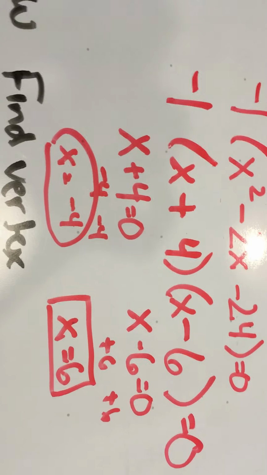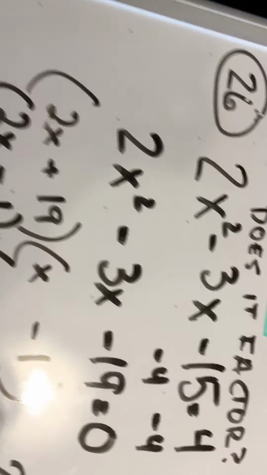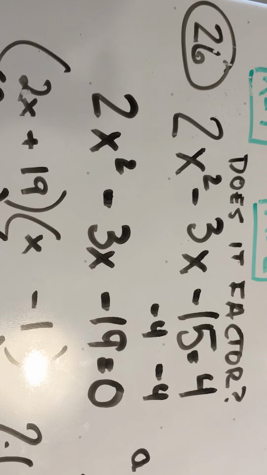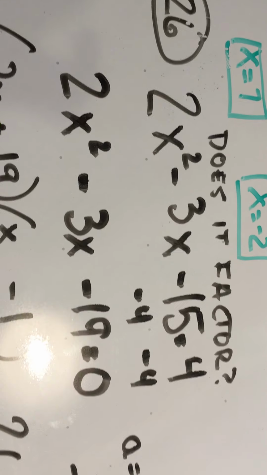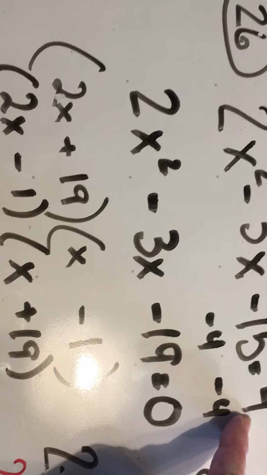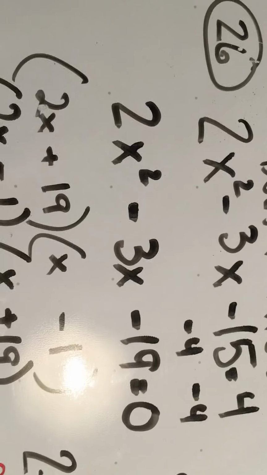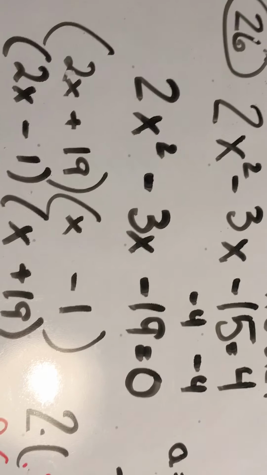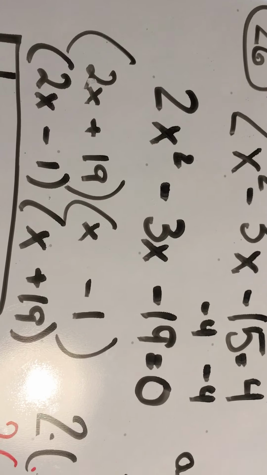Okay, so then we went on to problem 26. Problem number 26: 2x squared minus 3x minus 15 equals 4. Remember, the first thing we have to do is bring the 4 over to the other side by subtraction. So we now have 2x squared minus 3x minus 19 equals 0.